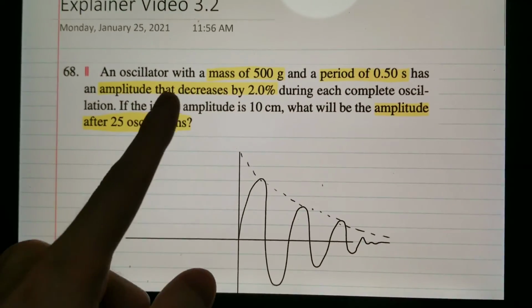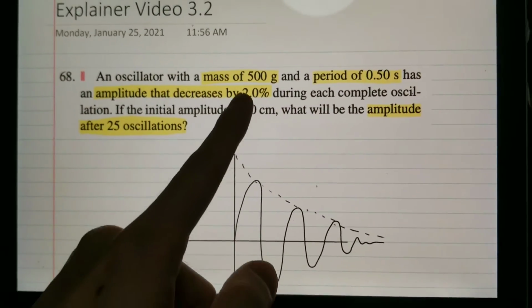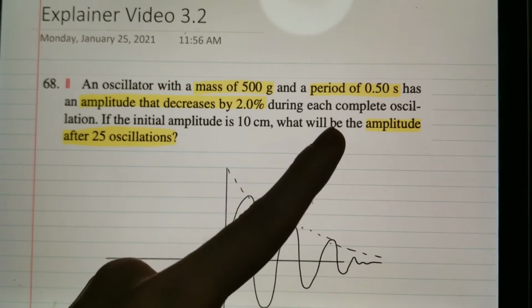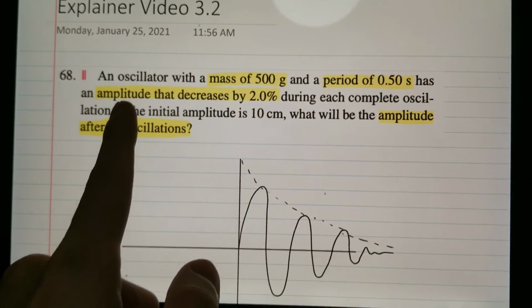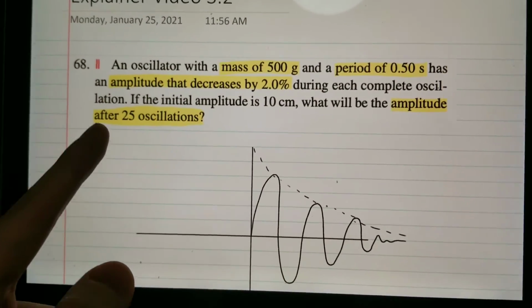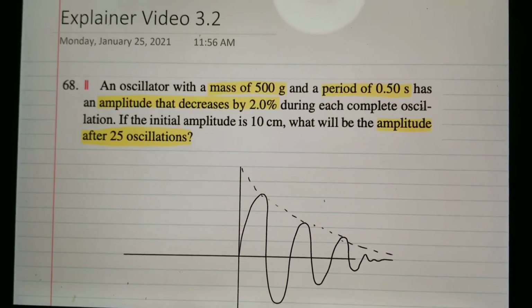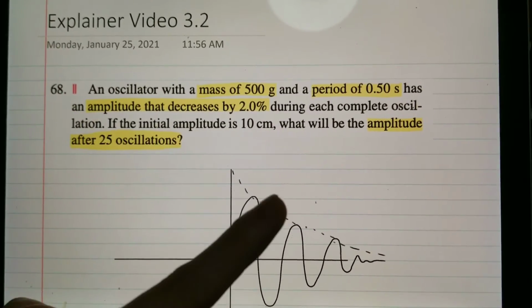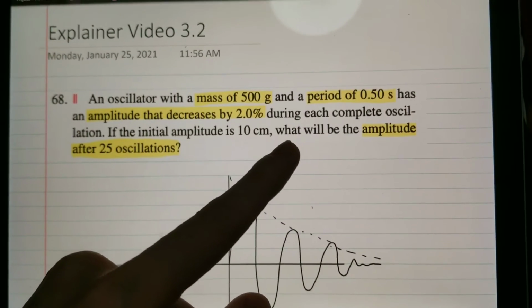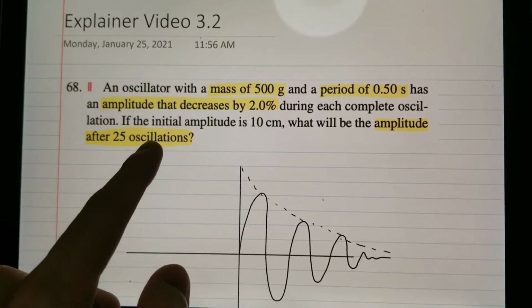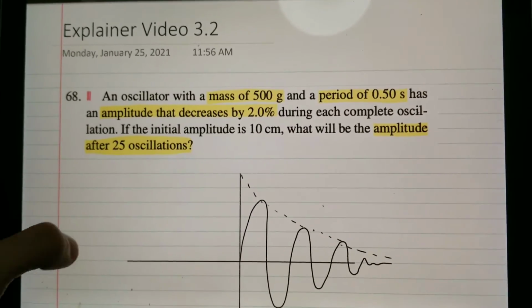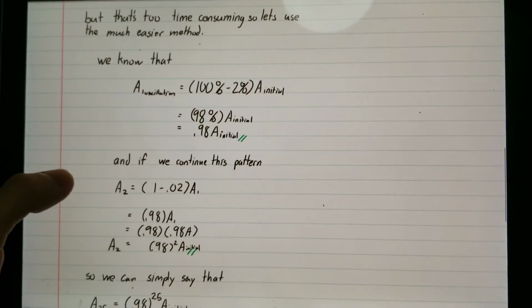Now note that it gave us a lot of statistics, such as 500 grams for the mass, a period of 0.50 seconds, but most importantly, an amplitude that decreases by 2% during each complete oscillation. So technically, we can solve this problem by disregarding everything except the amplitude decreased by 2% after each oscillation, there being 25 oscillations, and a period being 0.50 seconds, as seen right here.